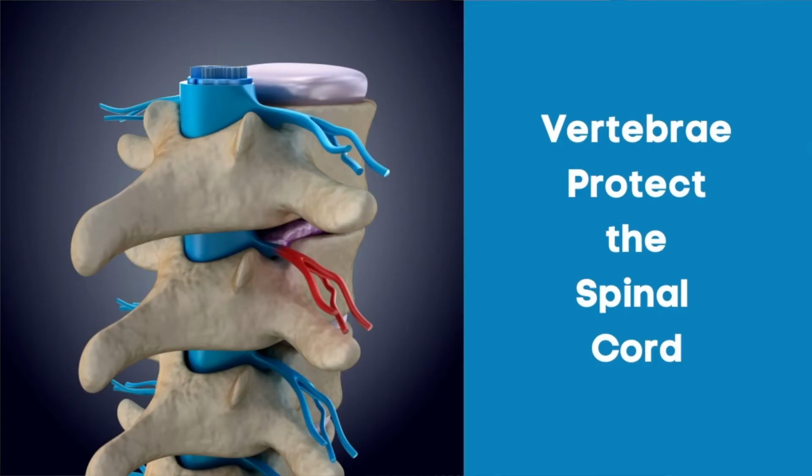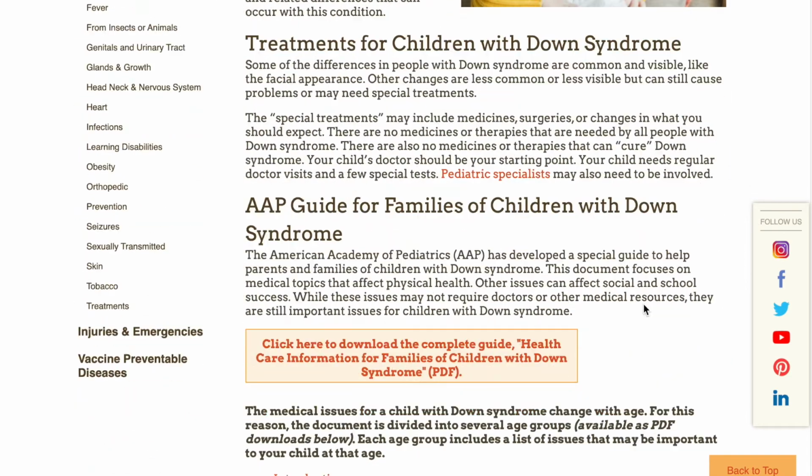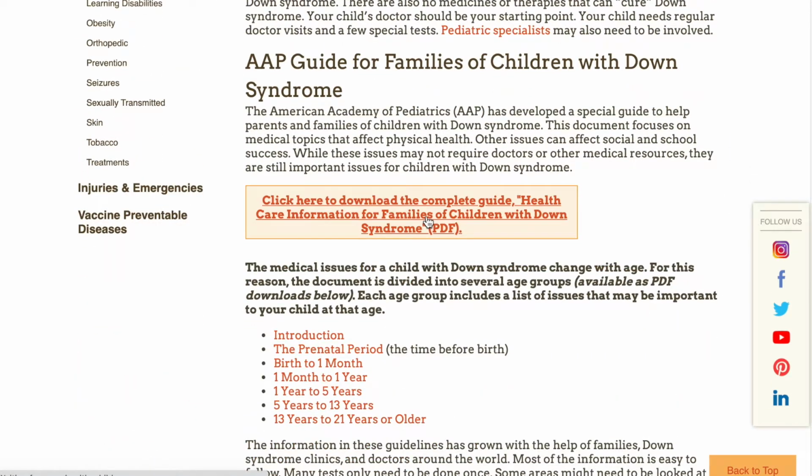Now, the vertebrae are incredibly important because they protect our spinal cord, so we don't want any extra movement there. Kids with Down syndrome can have some extra movement there. But over the past 25 years, there's been a lot of discussion and differing opinions on how to manage or detect this condition. And the most recent information that I could find was published in 2013 by the American Academy of Pediatrics, and I will leave a link to it in the description box below.